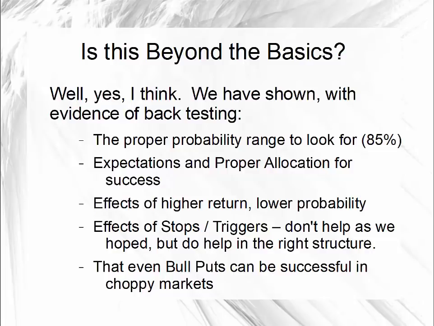We talked about what should be realistic expectations of your portfolio and the proper allocation for success. We looked at the effects of, well, if I've been doing good here with an average of a 15% return, wouldn't I do better if I look for spreads that had twice the average return? We showed that you wouldn't. That increasing the return and lowering the probability is not necessarily a recipe for success. We showed the effects of stops and triggers, which do help in the right structure, but they don't help, as we may have hoped, in a losing structure. It didn't turn the losing structure into a winning structure.